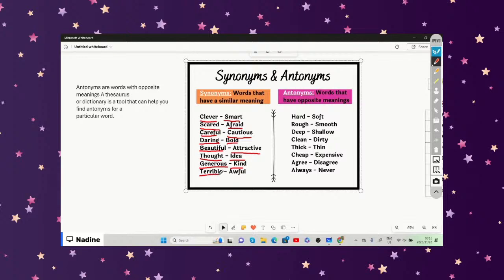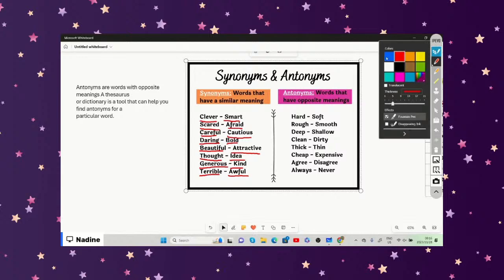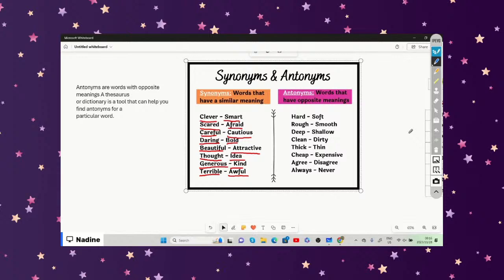And then something that is maybe terrible can also be awful. And remember, we cannot say people are terrible. We would rather say things like paintings are terrible or awful, but let's not say people are. All right, so now that is words with similar or the same meaning. Then we have antonyms, and antonyms are words that have opposite meaning.